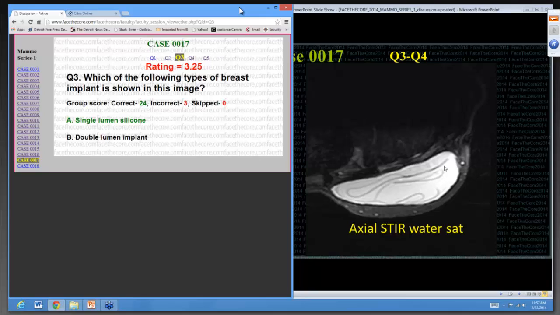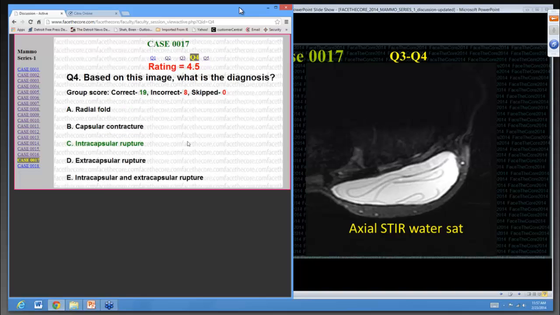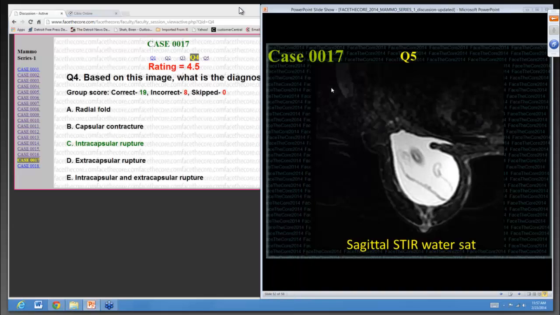And so what we're seeing are these serpiginous areas of signal within this implant. This is the linguine sign, and that is an example of intracapsular rupture. So many of you guys got this right. This is an example of intracapsular rupture of a single lumen implant.